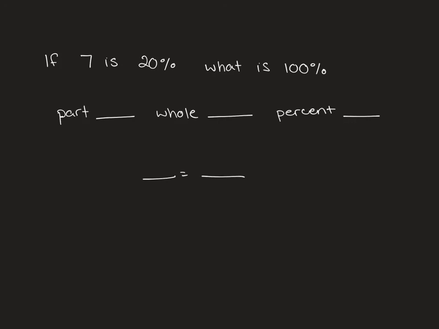Cool. So if 7 is 20%, what is 100%? Our part would be 7. Do we know what our whole would be? We don't know because it's asking what is 100%, but our percentage is 20. So to write our two fractions, the first one would be 7 out of question mark equals 20 out of 100.